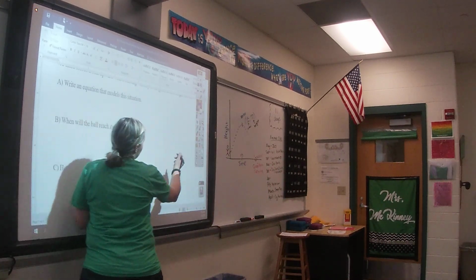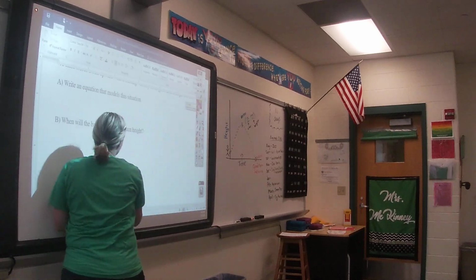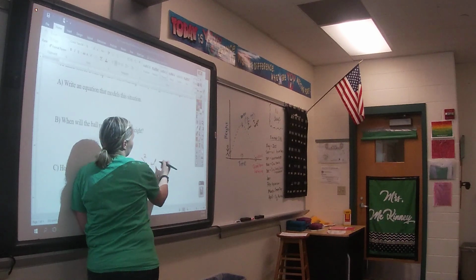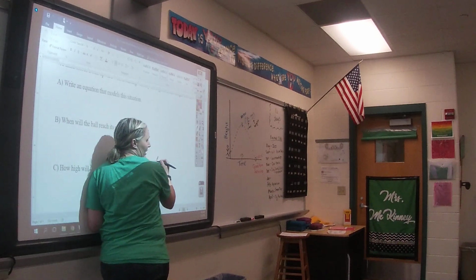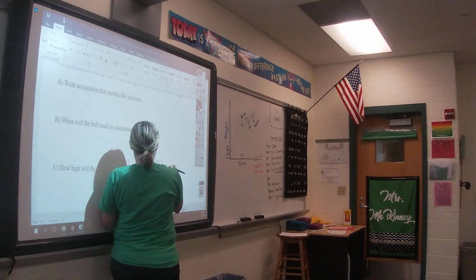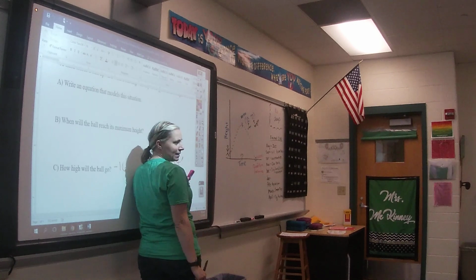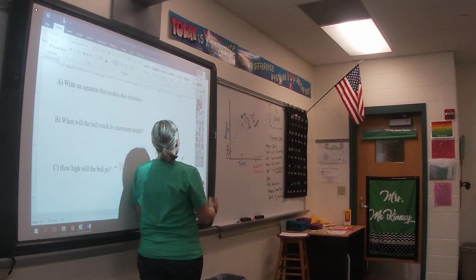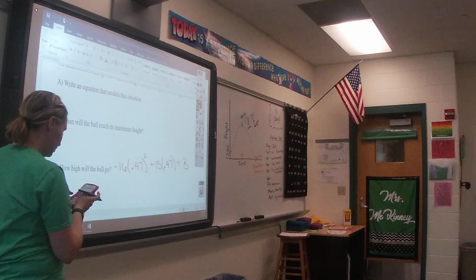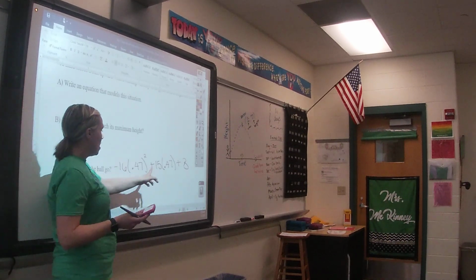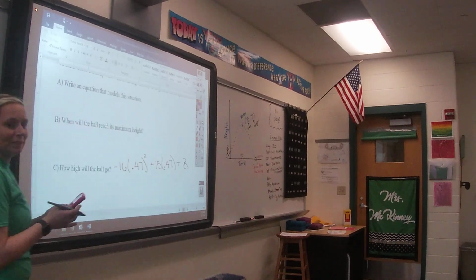So let's see, negative 16 times 0.47 squared. Is this a 15? I forget now. Plus 15 times 0.47, 6.5, plus 3. That's 6.57. Wait, where do you get the 15? Isn't that the problem? Yeah, it's the problem. Positive 15. Oh, okay. And then plus 3.